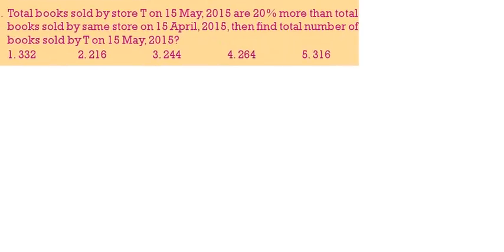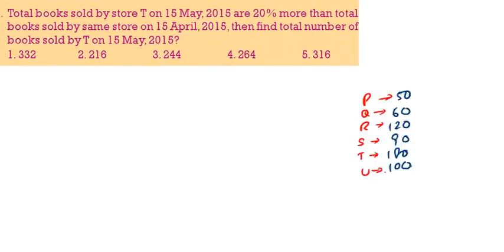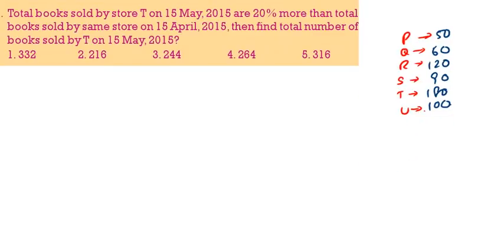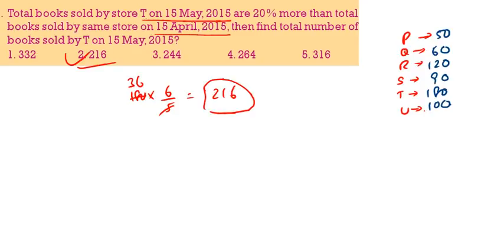Next question, 90th question. Total books sold by T in May 2015 is 20% more than April 2015. April 2015 it is 180. 20% more means 6 by 5. That will be equal to 216. 216 is the correct answer.